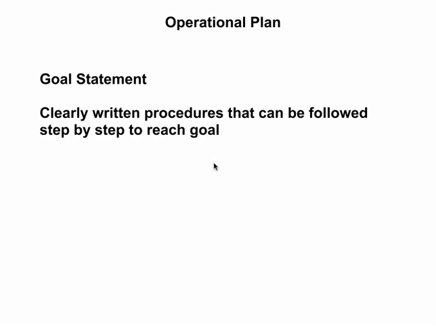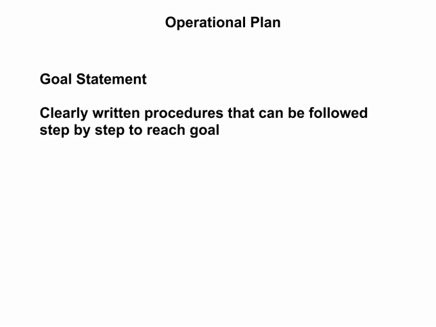In your operational plan, which needs to be written out either on poster paper or notebook paper, ideally poster paper with a marker so we can hang it and see what different groups' plans are, you're going to need to include two key pieces of information. One is your goal statement, and secondly, you need a clearly written procedure that can be followed step by step to reach the goal, in your case, miles per hour.